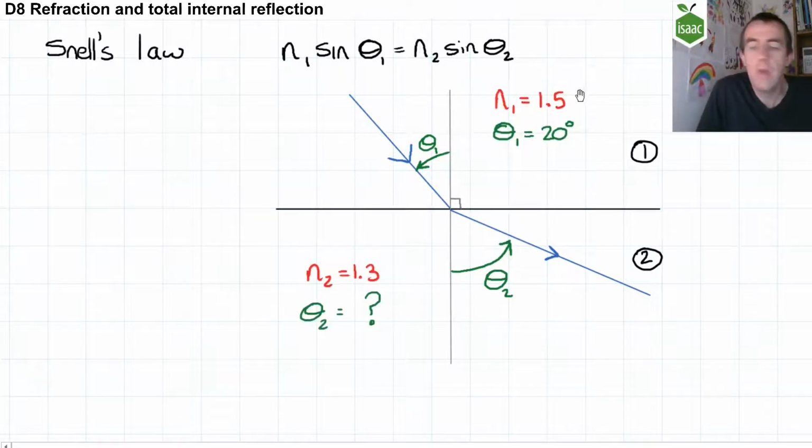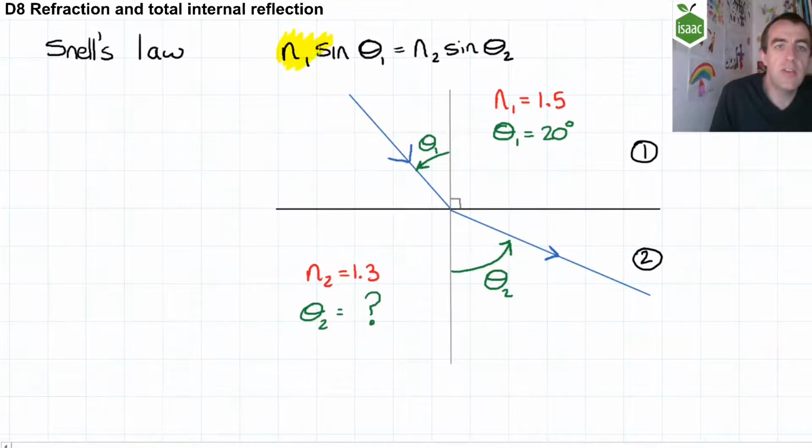media. By way of an example, let's imagine the situation where we have a ray of light incident on a boundary between glass, which has refractive index 1.5, and water, which has refractive index of about 1.3. In this situation, let us say that the angle of incidence, that is, the angle that the incident ray makes to the normal, is 20 degrees. What would the refracted angle be? That is, the angle between the normal and the refracted ray, in this diagram theta 2.